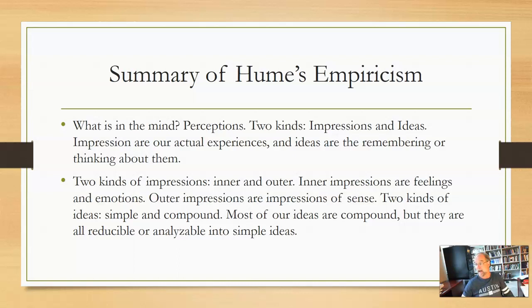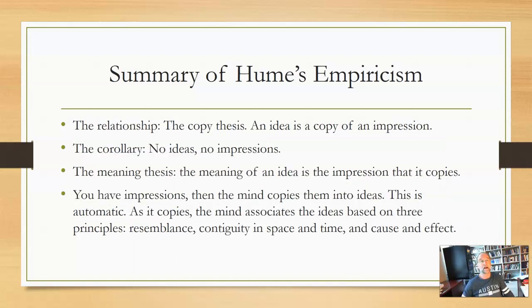He also divides ideas into two kinds. Remember John Locke, right? Remember Locke? Simple and compound. Most of our ideas are compounded, but they're all reducible or analyzable into simple ideas. Then we have the relationship between impressions and ideas, or the copy thesis. An idea is a copy of an impression, so that if you have no impressions, you have no ideas. That's the first core of Hume's empiricism.